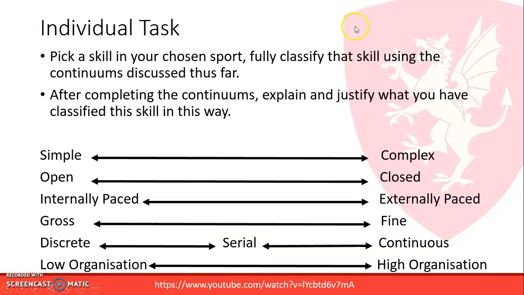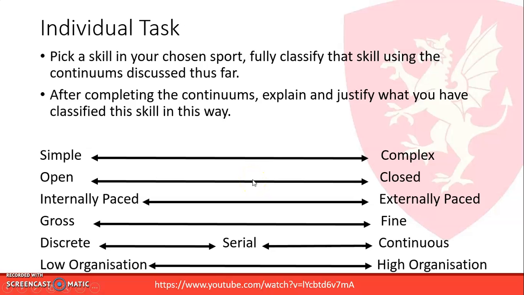Now, you were given the task right back at the start of the module to do this. But effectively what you're doing is you're plotting where you think they are on the continuum. The important thing is the explanation and the justification. So in terms of where this whole thing sits in your assignment, you do have to fully classify your skill. Whatever your skill was, whether it be a hooker throw, golf swing, a football free kick, whatever that may be, you have to fully classify it.